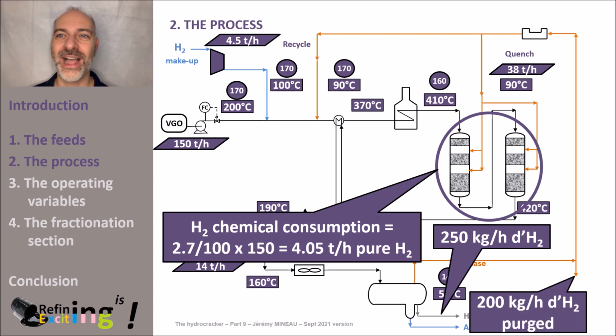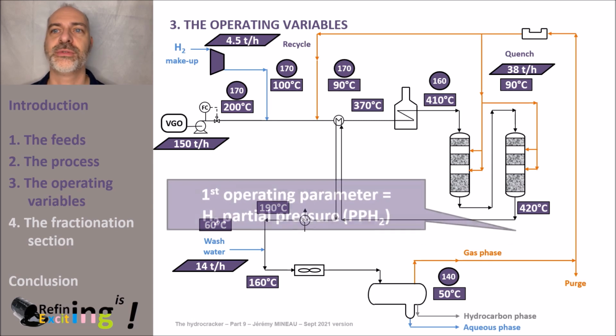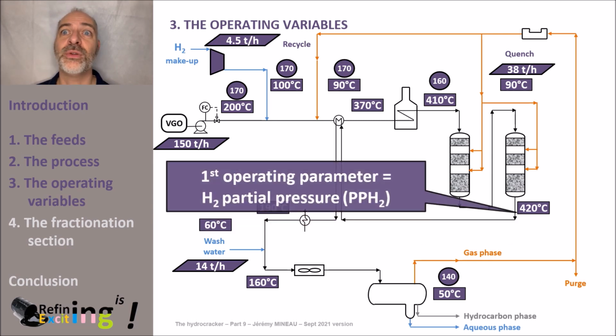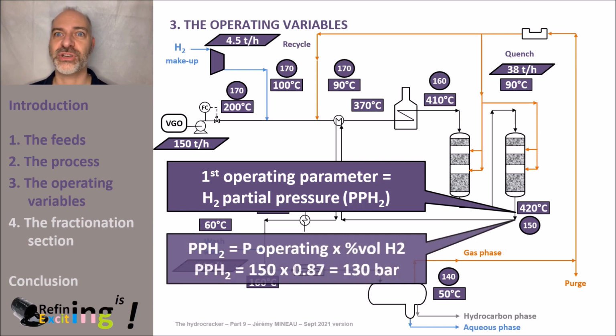And now let's go back to the operating variables. The first parameter is the hydrogen partial pressure. The higher the pressure, the more cracking reactions, and reactions in the pretreatment section are promoted. In our specific case, we look at the pressure at the outlet of the reactor, here about 150 bar, and we look at the volume fraction of hydrogen in the gas phase, here about 87 volume%. This logically makes a hydrogen partial pressure of 130 bars.